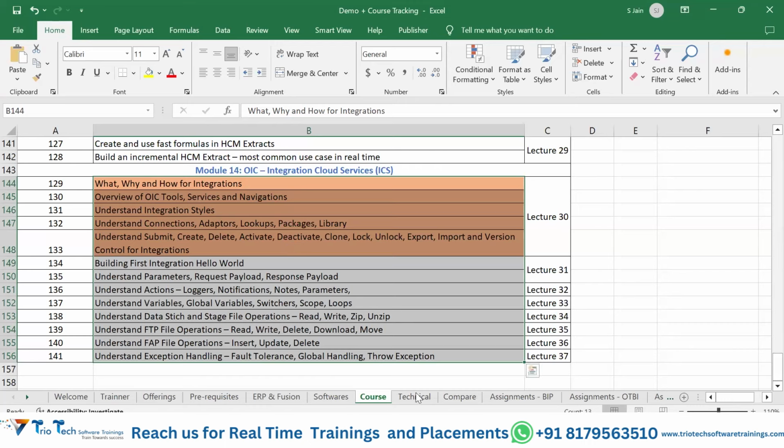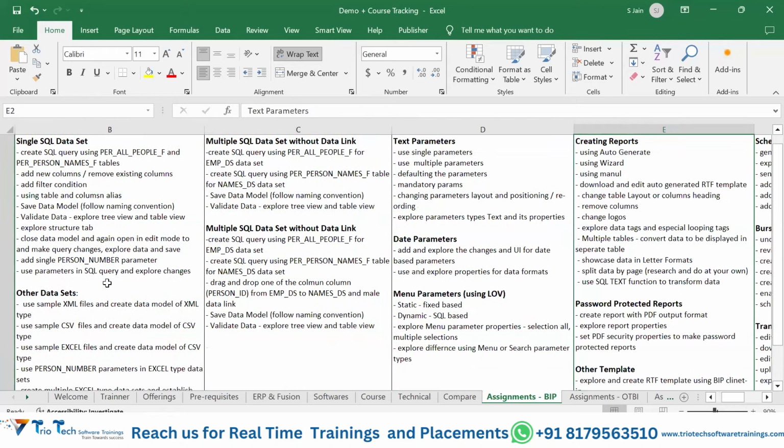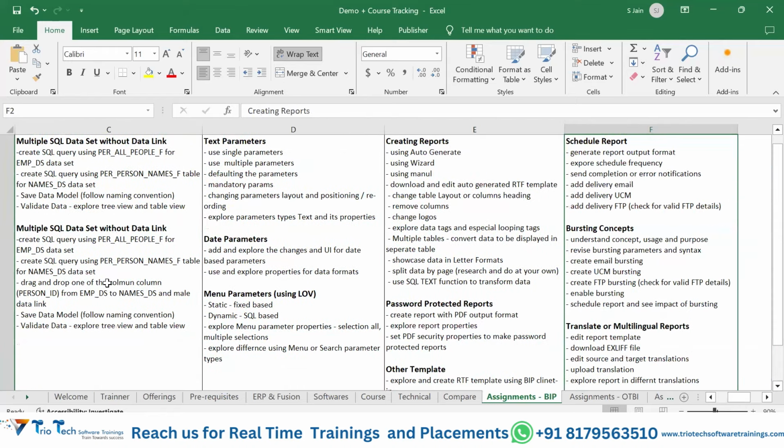Guys, as part of this training, for each of the concepts and each of the tools that we are learning, we are providing you this sort of assignment. After each class we will have a different assignment prepared for you, and we will be providing these assignments also, guys, as part of this training. Okay.